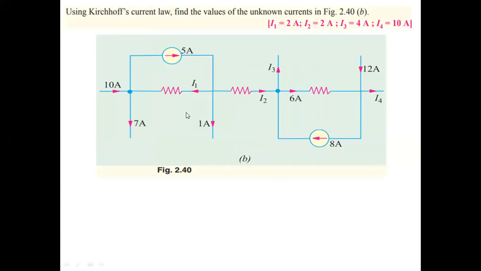So this is by using KCL, Kirchhoff's current law, find out the unknown currents. Here we have unknown currents I1, I2, I3 and I4. So from this junction we will start.